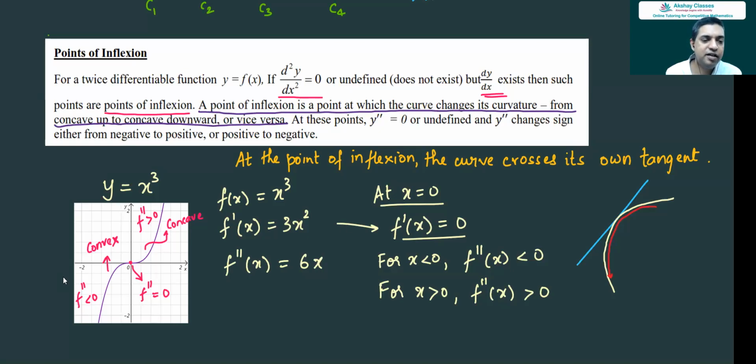But it is not a mathematically accurate definition, because here you see f dash x equal to 0, the slope at x equal to 0 is 0. So the tangent is the x-axis. And here we see that the curve reaches the tangent and crosses over the tangent. It reaches the tangent and crosses over the tangent. So this is the point of inflection.